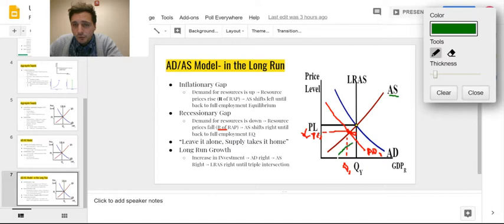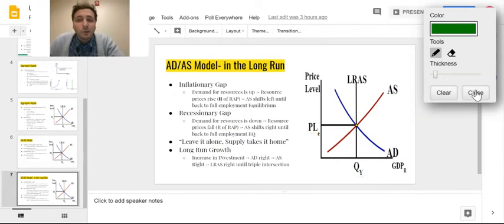So AS is going to shift to the right. Ooh, that's a bad aggregate supply curve, but you got the drift. Until we hit our new triple equilibrium, right? In other words, when we leave it alone, supply takes it home. It'll shift right until we get back to full employment GDP. We call this the self-correcting economy. Okay, so that's the toughest it gets.